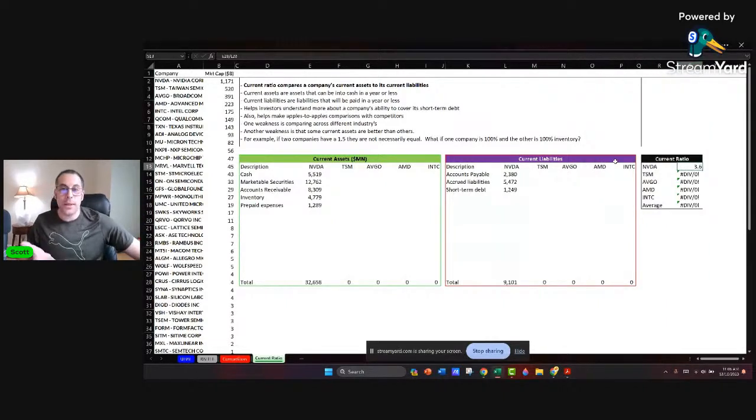3.6, which is a really good current ratio. They can cover their current liabilities 3.6 times. So it's more than 3.5 times. So even if they had mostly inventory or mostly prepaid expenses, it's still fine. They have so much of a cushion.